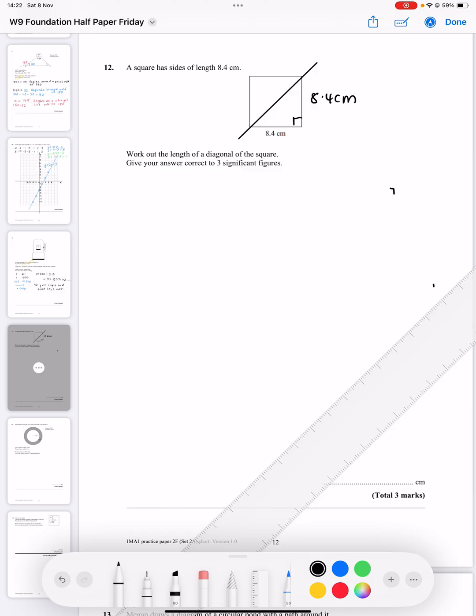On my formula sheet, it's got the formula for Pythagoras. It tells me that a squared plus b squared equals c squared. When using Pythagoras, we're going to label the sides of the triangle with a, b and c. The hypotenuse is always c because it is the longest side of the right angle triangle. So I'm going to substitute the values into this equation. 8.4 squared add 8.4 squared equals c squared. That gets me 1 mark.